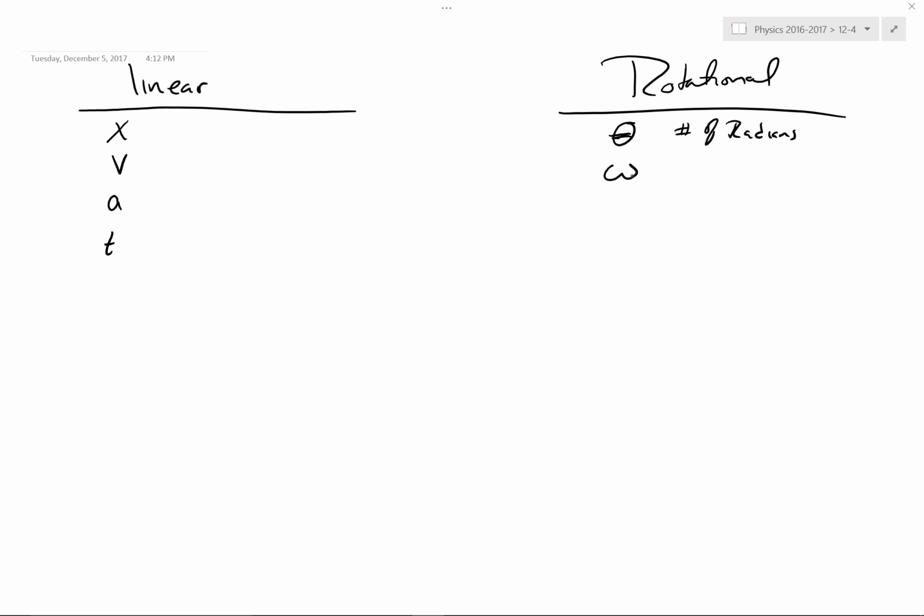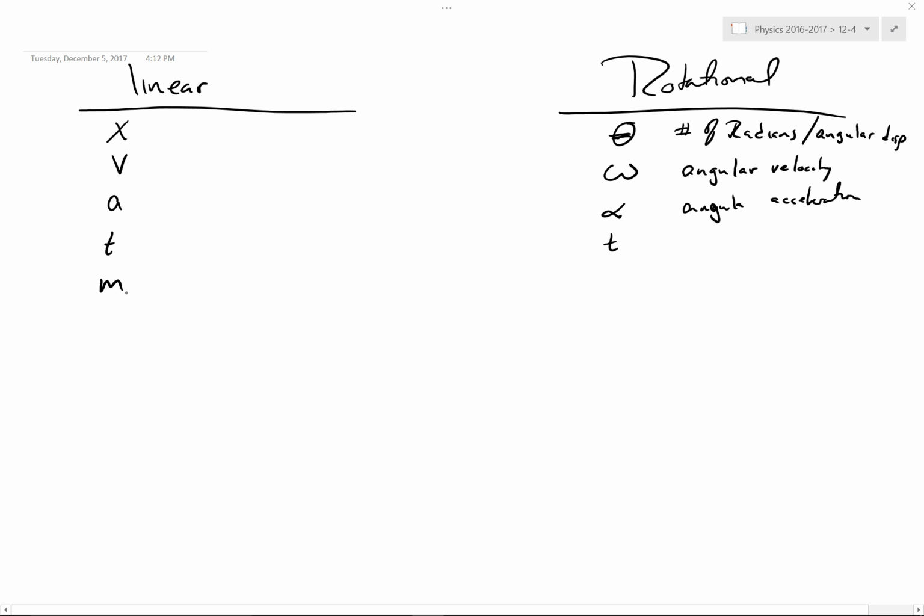Omega. It's just a W like that. Omega is what we call the angular velocity. And theta, the number of radians, is called angular displacement. You're like, displacement, just like x. That's correct. Acceleration is alpha. Alpha is angular acceleration. Cool. T, of course, is always time.